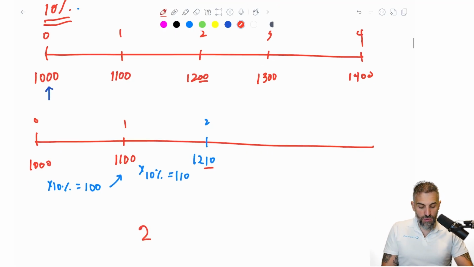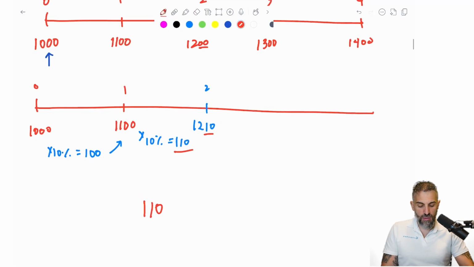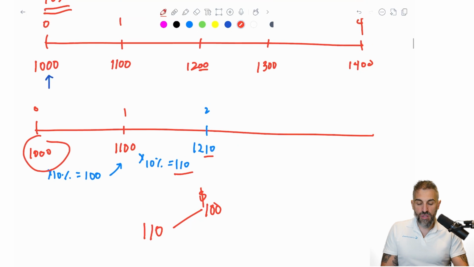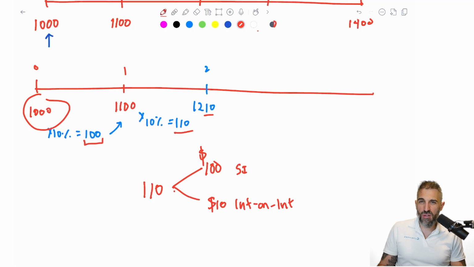Because if you were to take this 110 and break it up, 100 of it was interest that you earned on the original, right? So that's the simple interest component. And the other 10 is interest on interest. This interest was earned on this $100 that you got the previous year. Interest on interest. So you see, you got interest on this 1,000, and you got interest on this 100. And so now this will start to accumulate. It'll start to compound. That's where the name comes from.